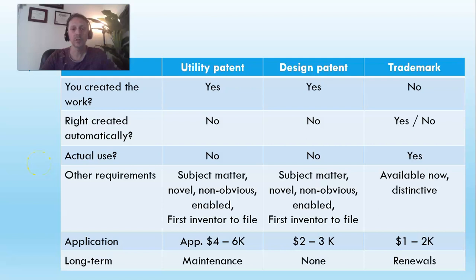So here's the comparison chart. Again, we will be discussing utility patent versus design patent versus trademark in terms of what is required of you. And these are the 6 particular questions that we are laying out in this chart. Is it required that you created the work? Is the right created automatically? Do you need to be actually using it? What are some other requirements? What does an application cost? And what should you expect in the long term?